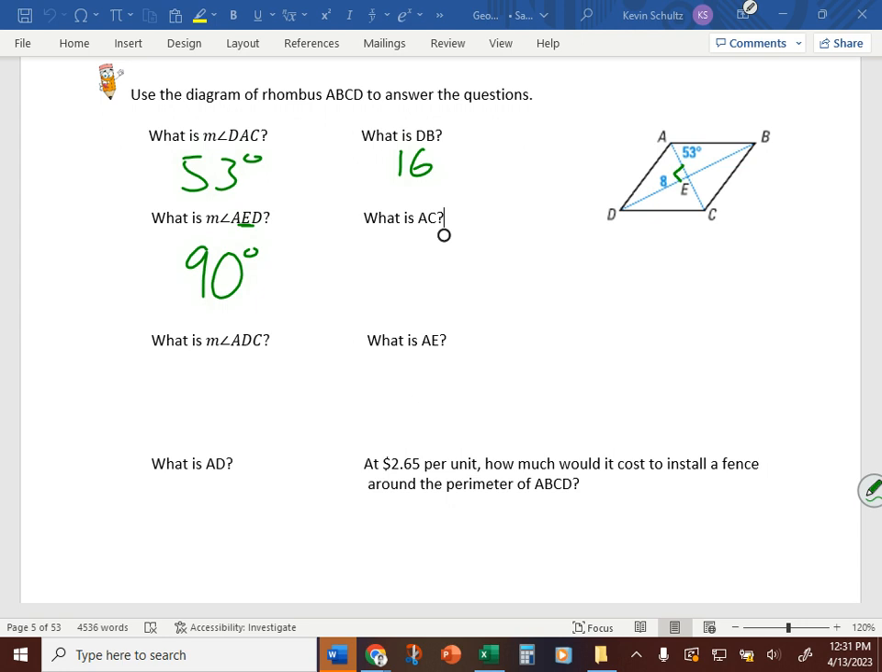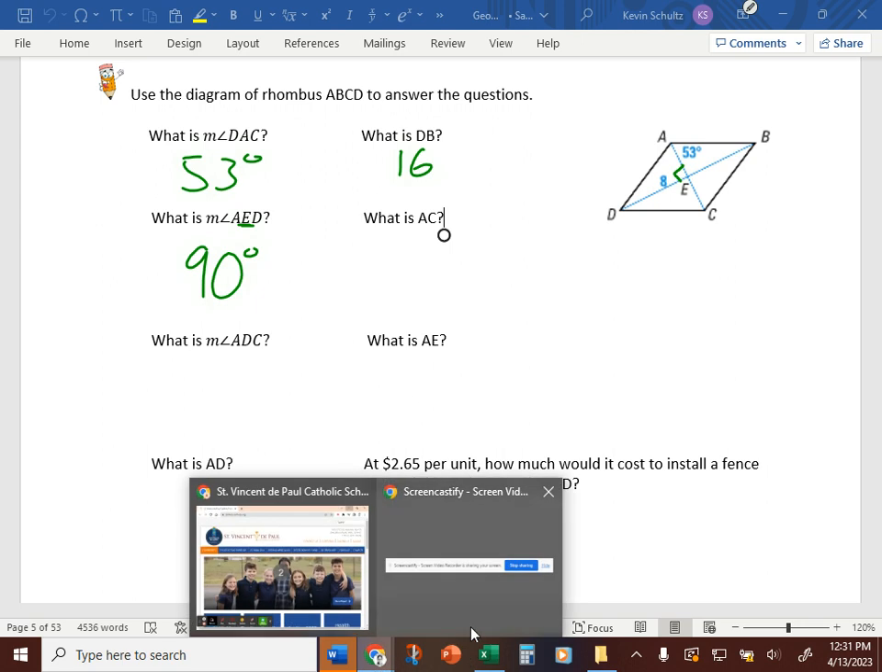Can I guess the next one? You may not guess the next one. You can calculate the next one. But I'm actually going to let you break into groups and finish this out. Show all your work.